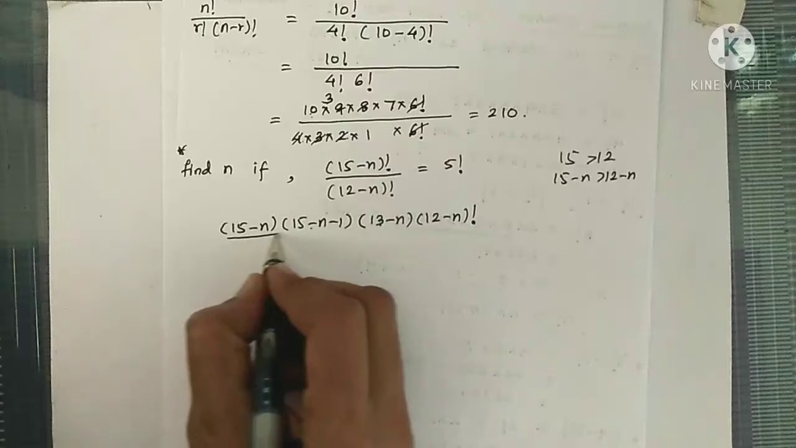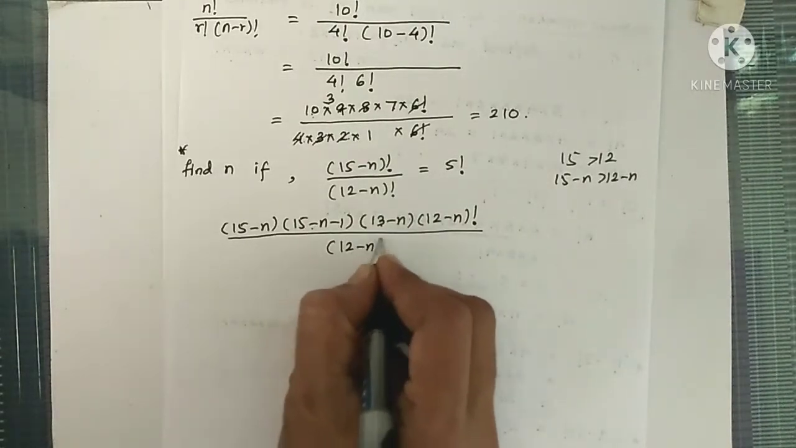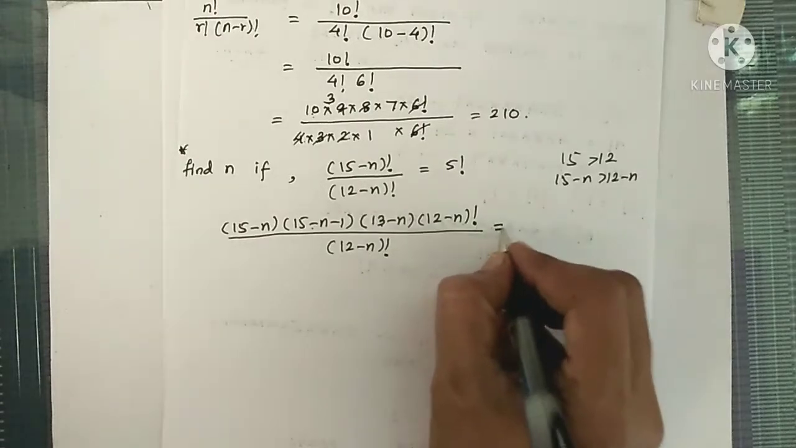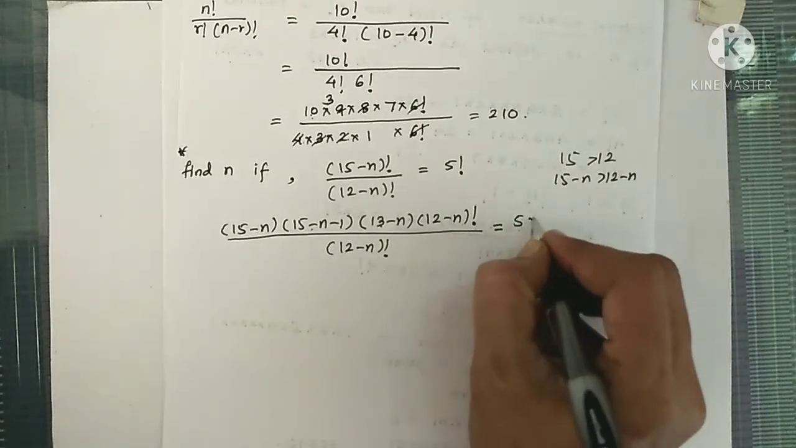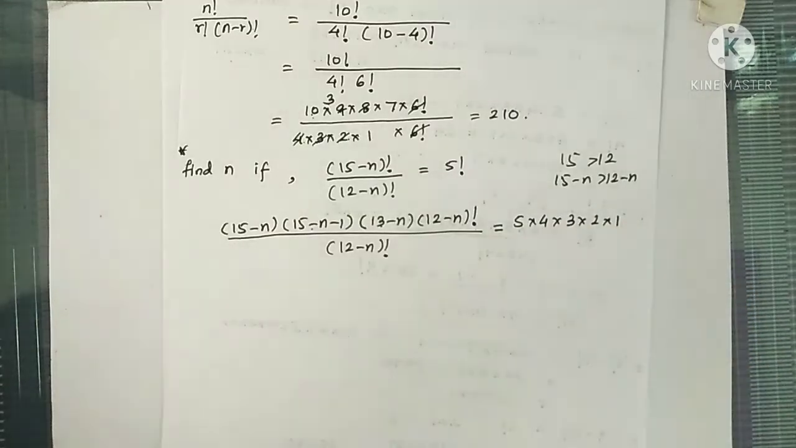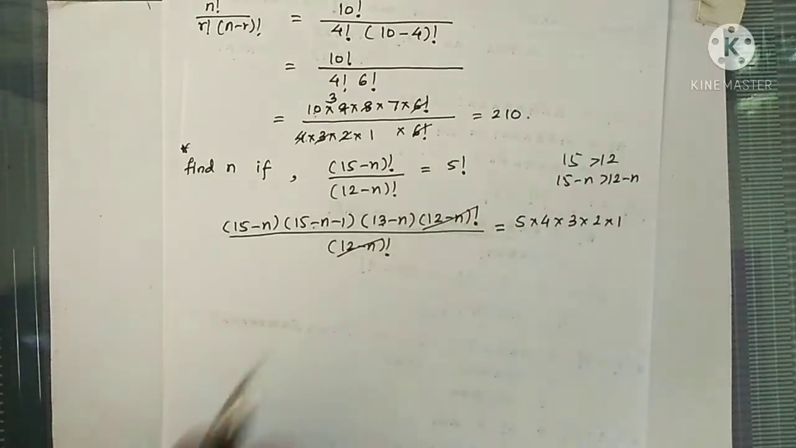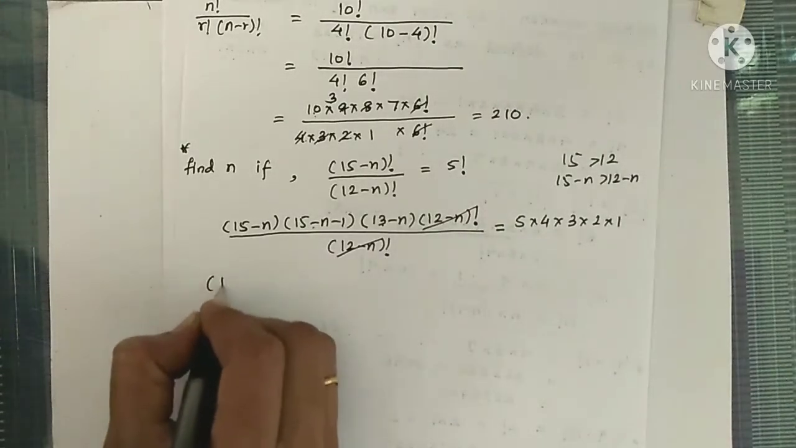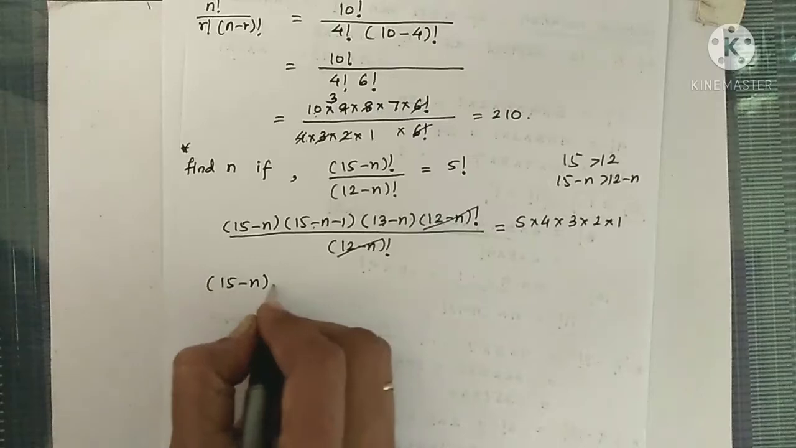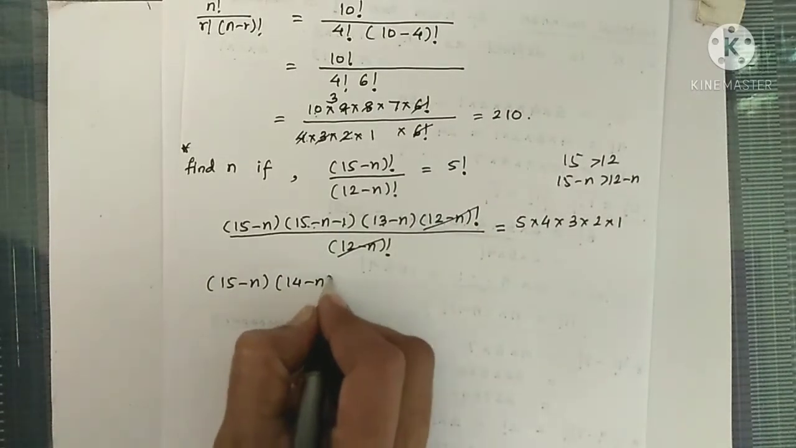So 12 minus n up to 1. That is 12 minus n factorial. Divided by 12 minus n factorial. And here it is 5 factorial. So let's write the value. 5, 4, 3, 2, 1. This product is 5 factorial. Now this 12 minus n factorial gets cancelled. So on the left hand side we have the product of this, 15 minus n, then 15 minus 1 is 14, so 14 minus n.